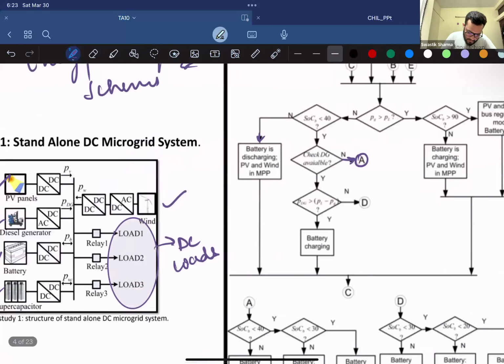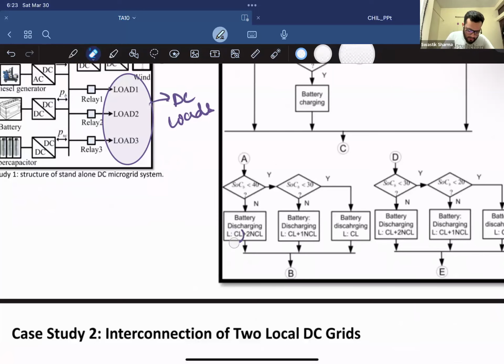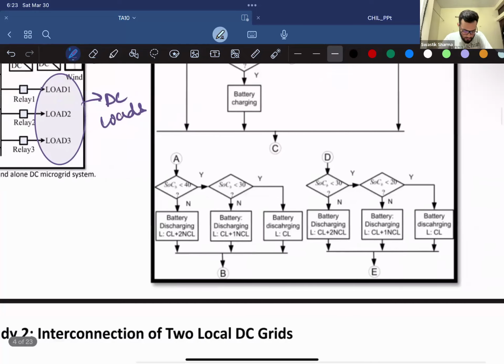If it's less than 40, you discharge your battery in such a way that you meet all your critical loads. It's not just one critical load, all your critical loads, plus two non-critical loads as well. But if your SOC is less than 40, you check if the SOC is less than 30. That is, you have a leeway from going from 40% to 30%. If it's between 30 and 40, you discharge your battery in such a way that you meet a critical load plus one non-critical load. But if your battery is less than 30 and you don't have power to supply your critical load, you discharge your battery to meet your critical load.